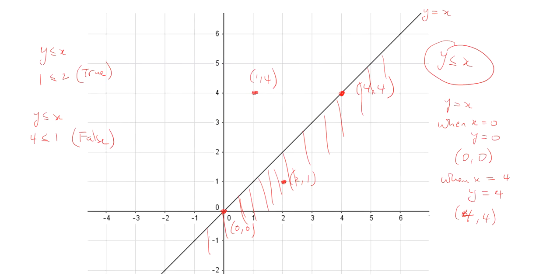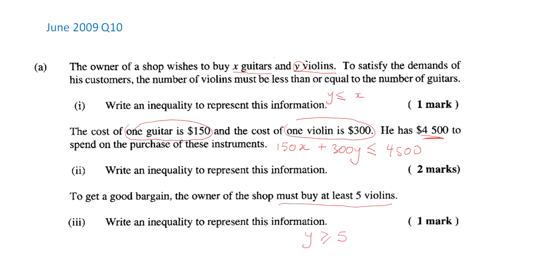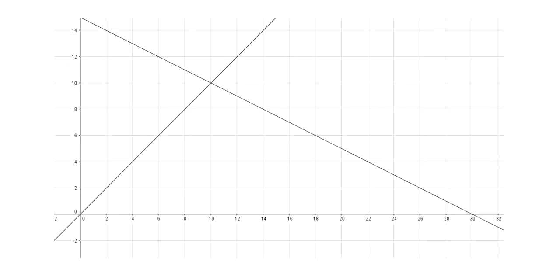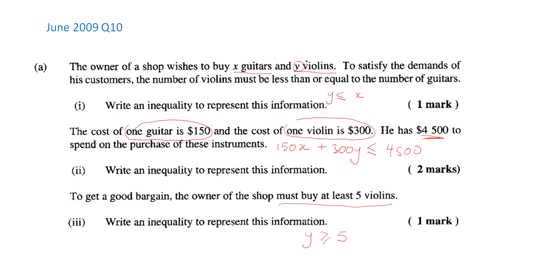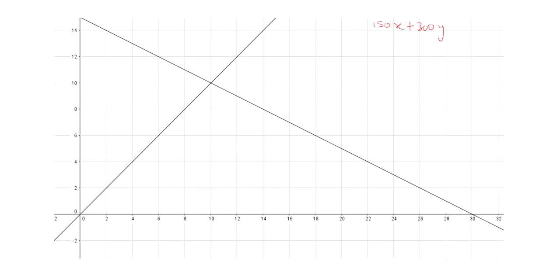Now what is the other inequality? The other inequality was 150x plus 300y less than or equal to 4,500. I can remember that. So we know that we have to draw the line 150x plus 300y is equal to 4,500.